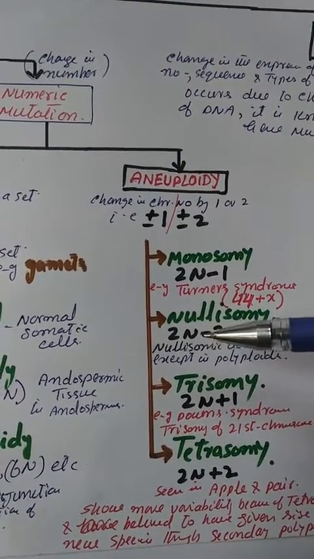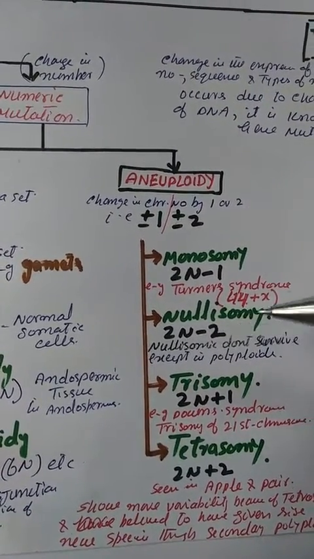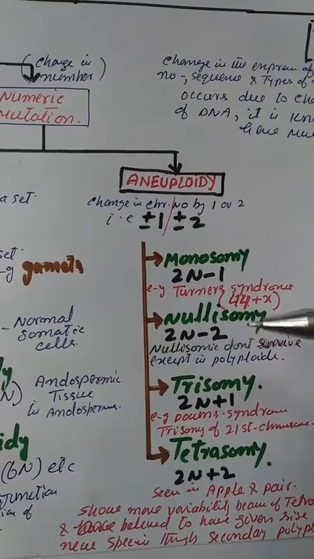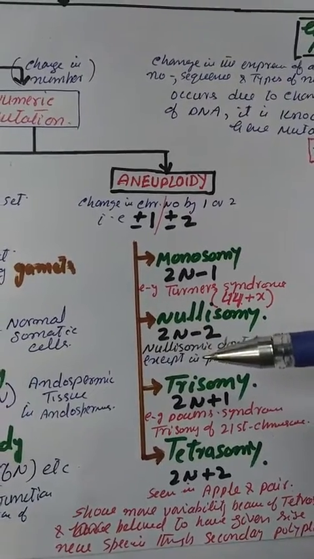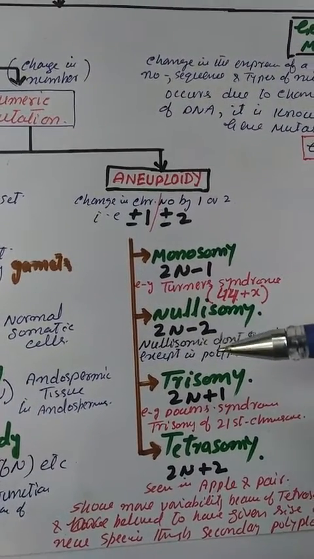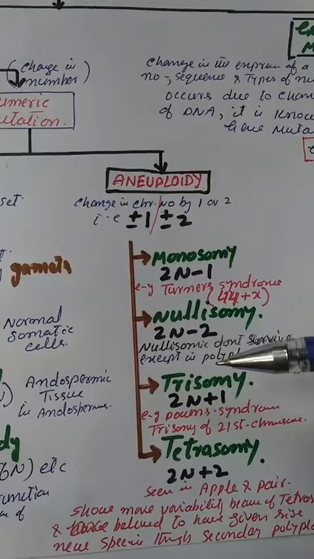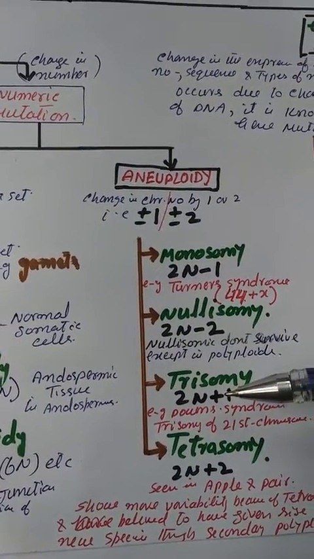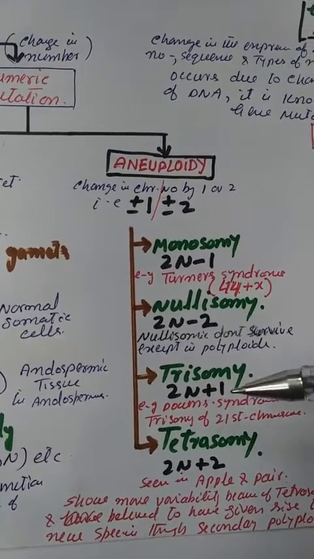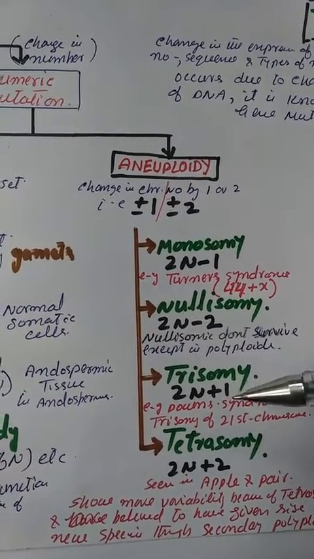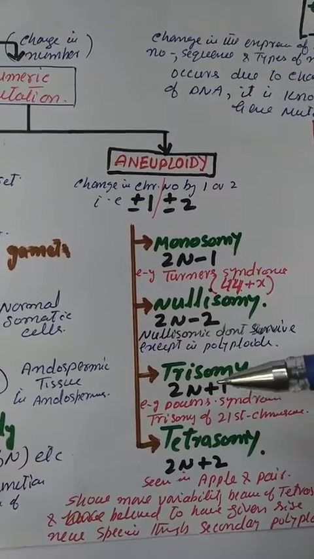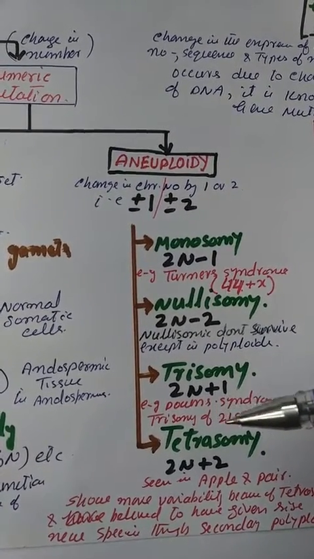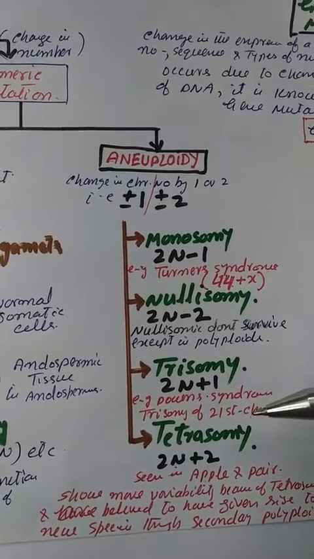The nullisomy condition is represented by 2n-2. These nullisomics usually do not survive except in polyploids. Here the aneuploid is deficient in a complete pair of homologous chromosomes. Then the trisomy. Trisomy, as is seen in Down syndrome, is the condition represented by 2n+1. For example, in Down syndrome, there is trisomy of the 21st chromosome.